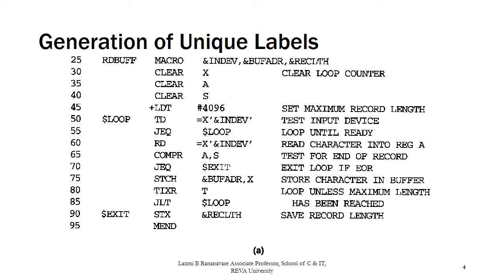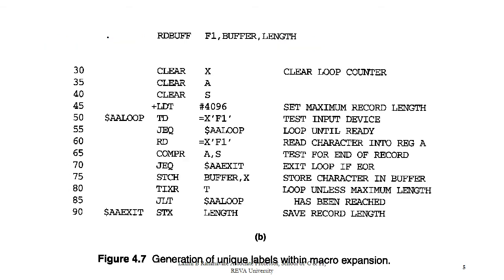So wherever you have a label, those labels must be preceded with $ symbol. Then we are going to see how this read buffer is called. So read buffer F1 buffer length, and when the call is made to this macro, then this macro call should be commented. That's why there is a dot on the left hand side. That means this macro call should be commented.